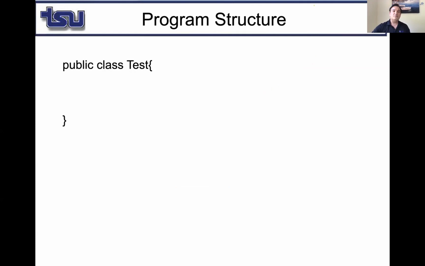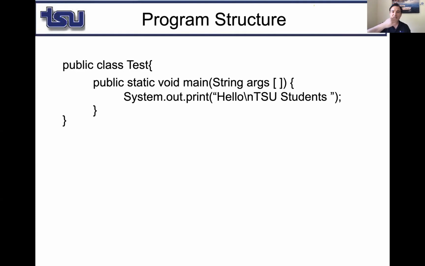All right, again, public class test, left and right braces, public static void main, a string array as input. And then this time I have something else. Well, print, and the print method takes double quotes. That means that's a string.